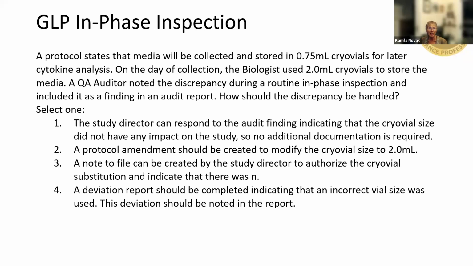The study director can respond to the audit finding indicating that the cryovial size did not have any impact on the study, so no additional documentation is required. A protocol amendment should be created to modify the vial size to 2 milliliters. A note to file can be created by the study director to authorize the cryovial substitution and indicate whatever volume it was. A deviation report should be completed indicating that an incorrect vial size was used, and this deviation should be noted in the report. Now, what are the choices that we have in the chat?